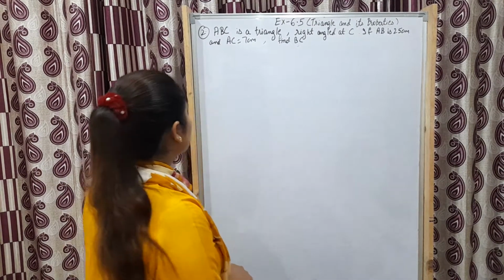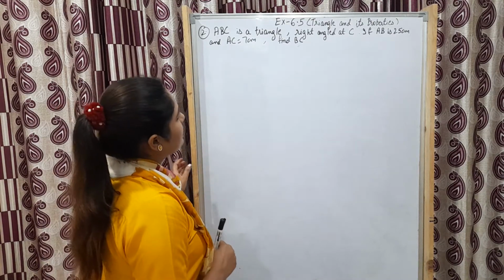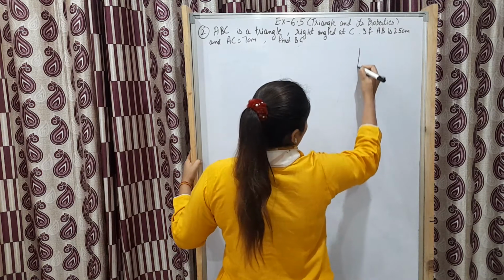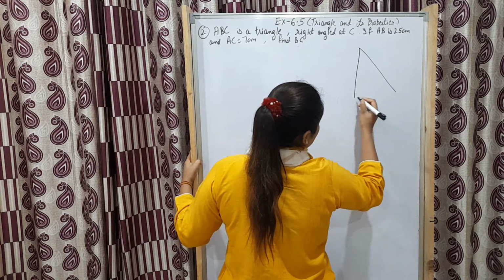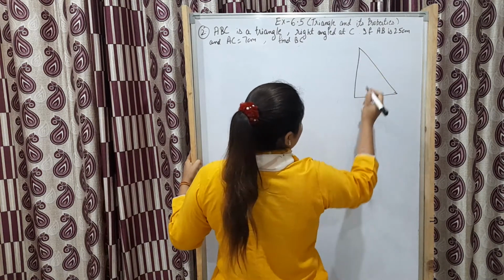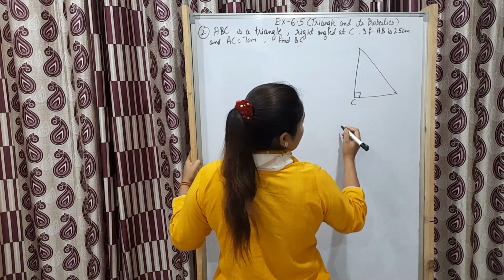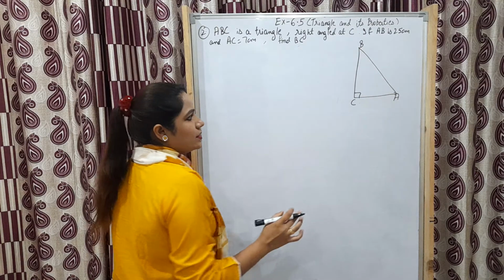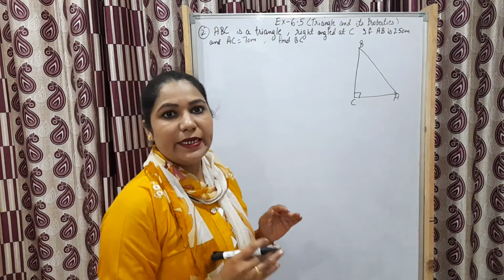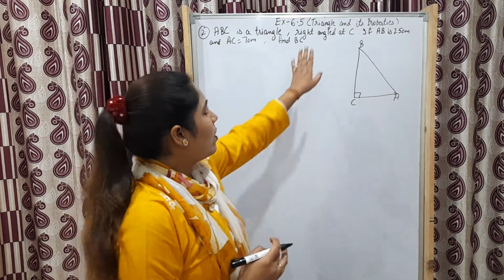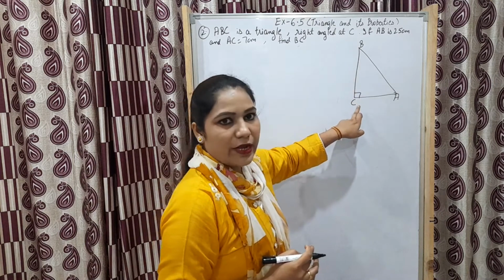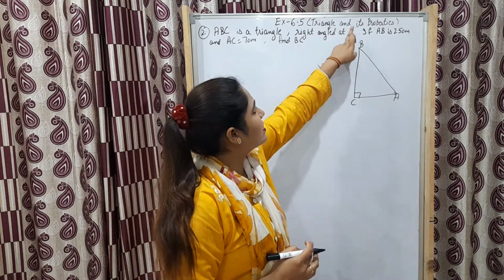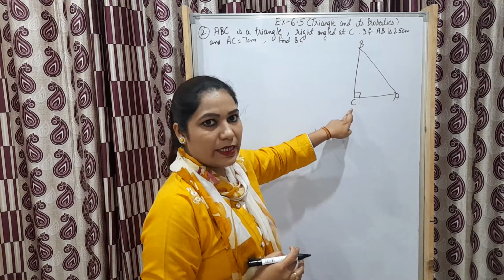Second question students. ABC is a triangle, right angle at C. First we will draw a right angle triangle. They are saying right angle at C, so here we will write C. Remember one thing, whenever you write the naming of the triangle, first draw the right angle triangle, then name. First give the name to the 90-degree angle, that is C.